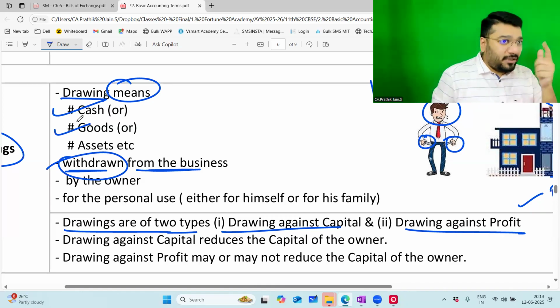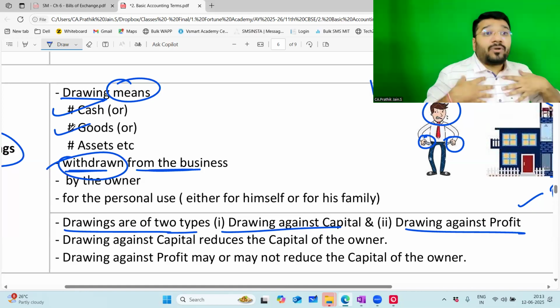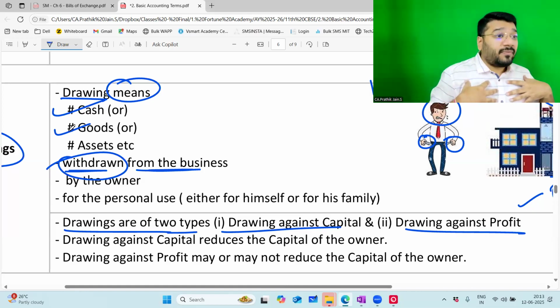No. I'll tell you why. I'm withdrawing goods. What is the meaning of that? Let's suppose I'm into the business of buying and selling chocolates. Now at home, I have a birthday party. For the birthday party, will you buy chocolates from another shop or will you take chocolate from your own shop? What does common sense say?